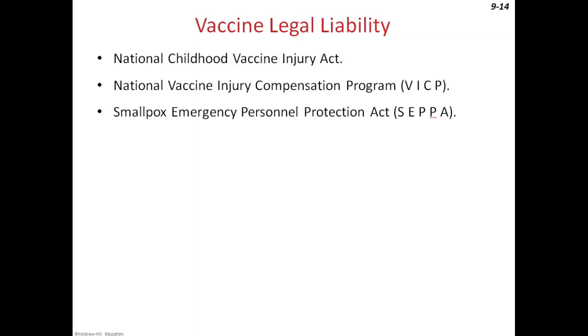The VICP program, or Vaccine Injury Compensation Program, is a no-fault system designed to allow compensation to either an individual or family who's been injured by childhood vaccines. The program serves as an alternative to suing the manufacturers and providers, but it doesn't take away their legal right to sue manufacturers or providers.